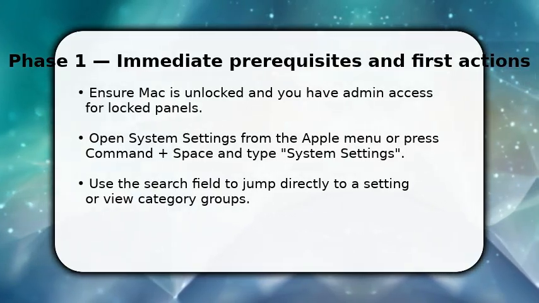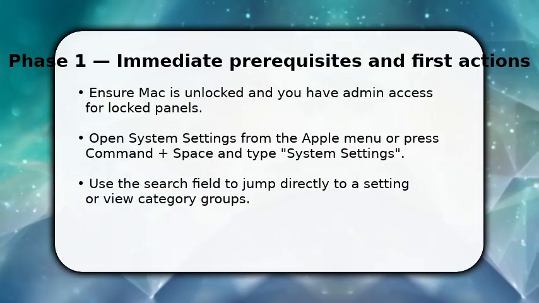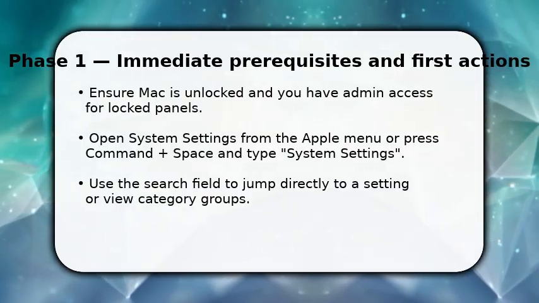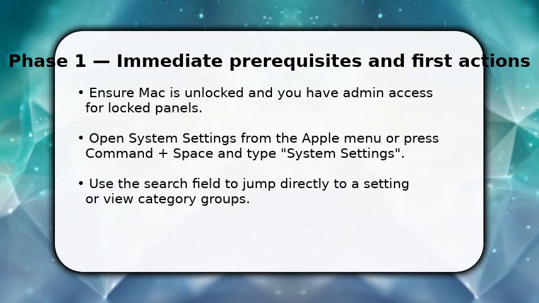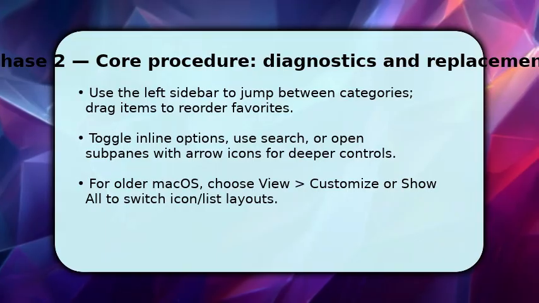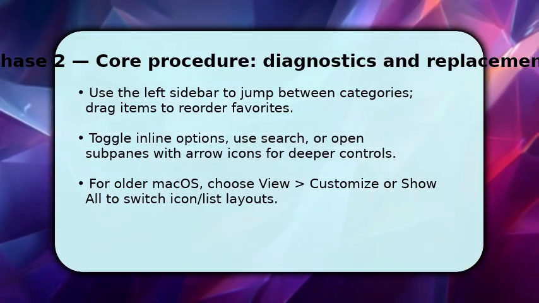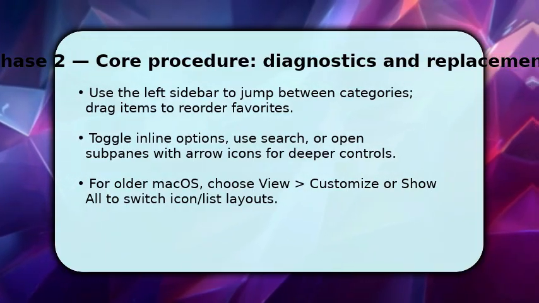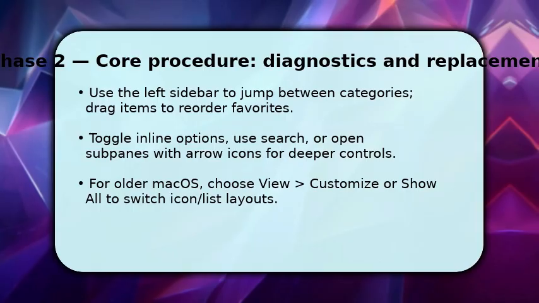Make sure to note if your Mac OS version calls it System Preferences versus System Settings, because the interface and available view options differ slightly. Now focus on changing how settings are presented. Use the left sidebar to jump categories. You can drag frequently used items toward the top to create a personalized order.